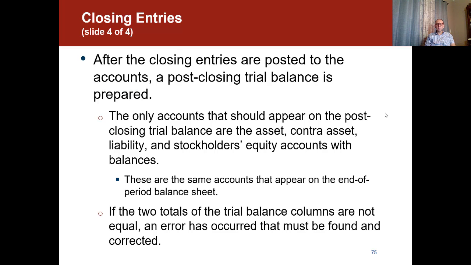So after the closing entries are posted to the accounts, a post-closing trial balance is prepared. The only accounts that should appear on the post-closing trial balance are the assets, contra assets, liability, and stockholders' equity accounts with balances. In other words, these are what we call the permanent accounts, the real accounts. These are the same accounts that appear on the end of the period balance sheet. If the two totals of the trial balance columns are not equal, an error has occurred that must be found and corrected.